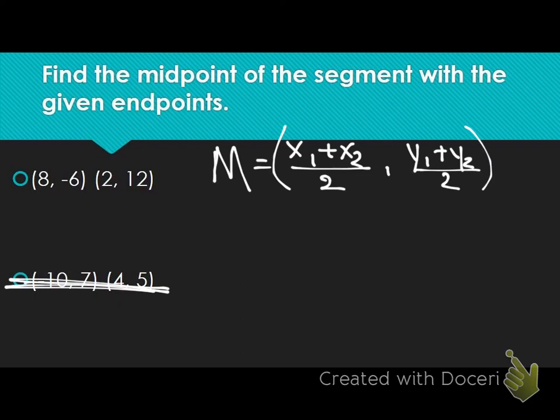I've had a lot of people in the past on the test and quiz, when we tested over this section, they did not write their answers as ordered pairs. This is an ordered pair, okay? And you must write your answer as an ordered pair. So make your substitutions and write your answer as an ordered pair.